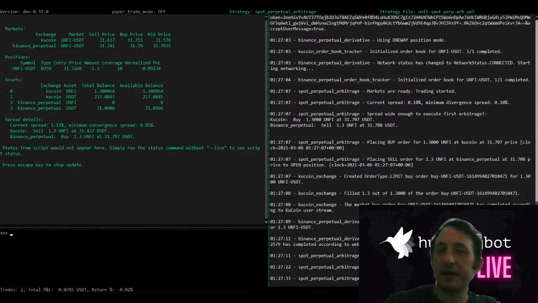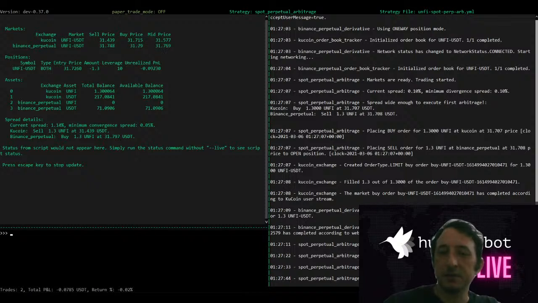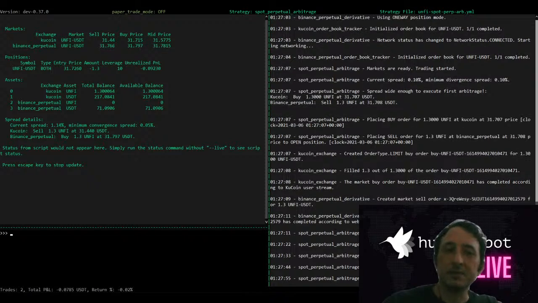So it bought 1.3 UNFI at KuCoin and created a short position of 1.3 UNFI on Binance. And what happens now is that the bot will stay monitoring the prices until the price gets back to a 0.05 difference, so it will close both sides of the trade.